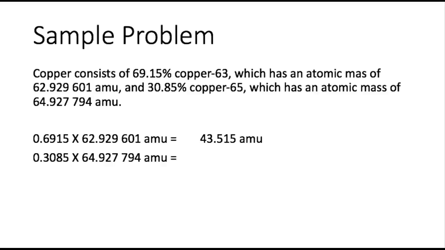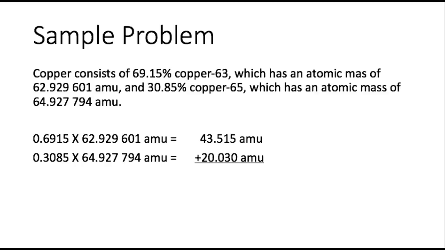So when I take 0.6915 times 62.929601, I get 43.515 AMU. And when I take 0.3085 times 64.927794, I get 20.030 AMU. The next thing I need to do is add those two values together.